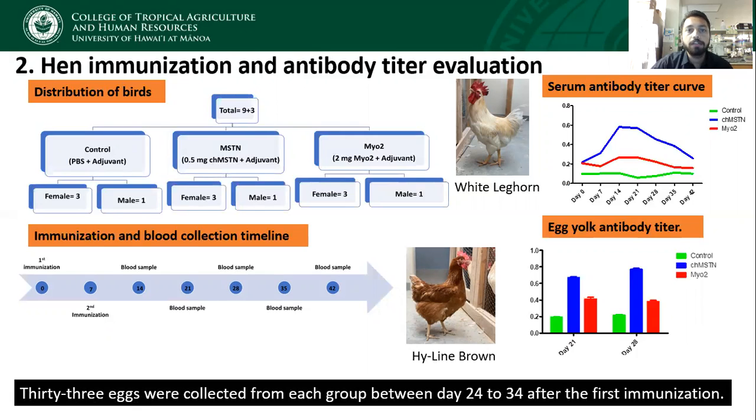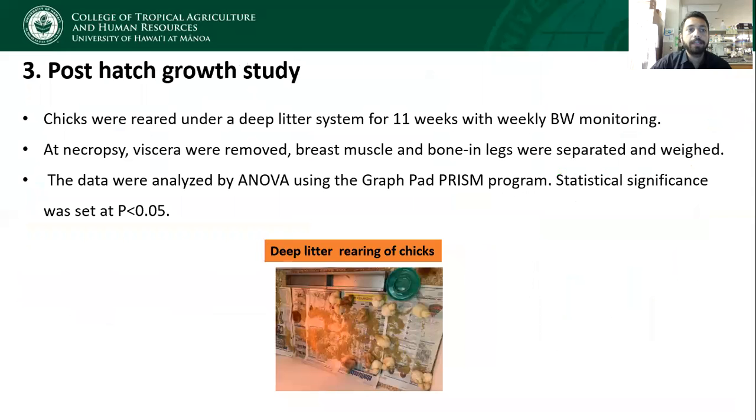After the confirmation of anti-myostatin antibody in serum as well as egg yolk, 33 eggs were collected from each group between day 24 to 34 from the first day of immunization and were incubated. And the third experiment is the post-hatch growth study. All the chicks were reared up to 11 weeks of age. After 11 weeks of age, they were euthanized as per university guidelines, and all the production parameters were noted. The data were analyzed by ANOVA using GraphPad Prism software.